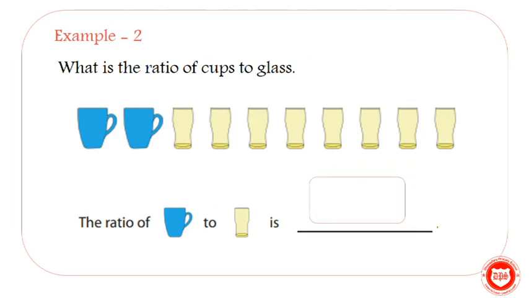Example 2. What is the ratio of cups to glasses? How many cups and how many glasses are there? We'll give you a few minutes. Let's count. Done, all of you? Okay, the ratio of cups to glasses is 2:8 or 2 to 8.